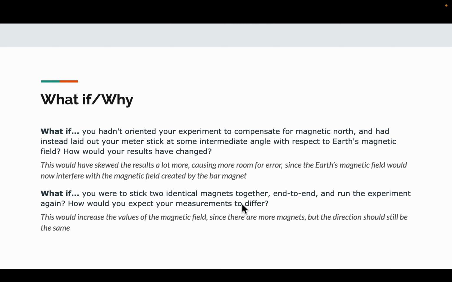And then if you were to just stick two identical magnets together end to end, this would just increase the values of the magnetic field, since there are more magnets, so the direction should still be the same.